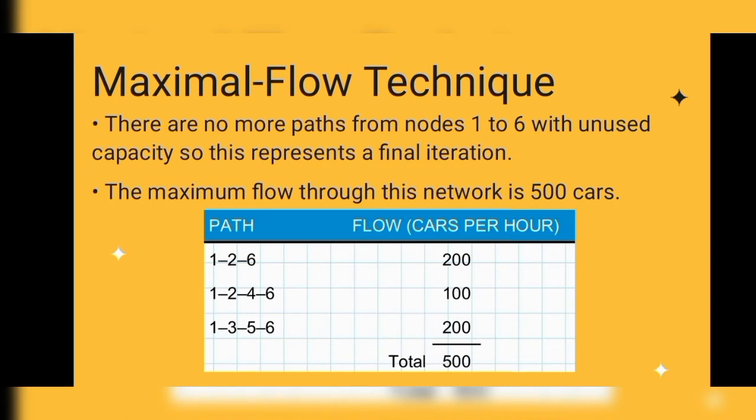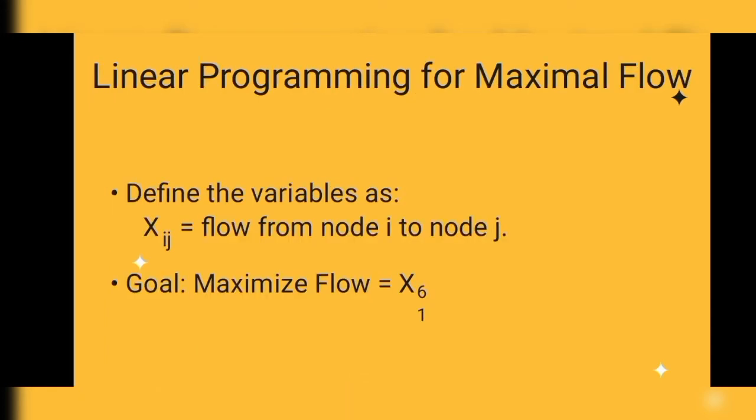That's why we come up with this 500 cars maximum flow for this network. So this is the total. Another way to get the maximal flow is by using linear programming. A linear program is derived from a maximum network flow problem that has a large number of constraints.